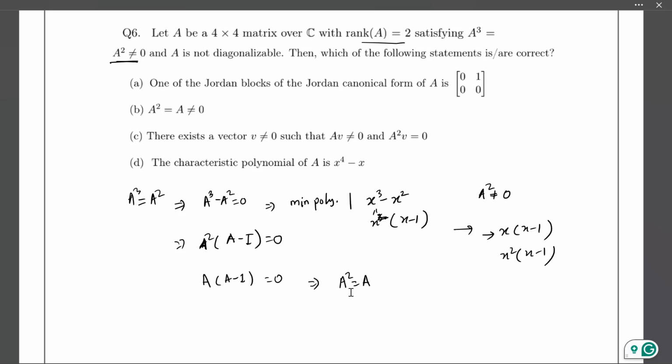This implies that A is a projection map, right? So what is the matrix representation of A? Something like 1 1 0 0 here. If it happens, this will imply this, and this is diagonalizable. It is a contradiction because it is given that A is not diagonalizable.